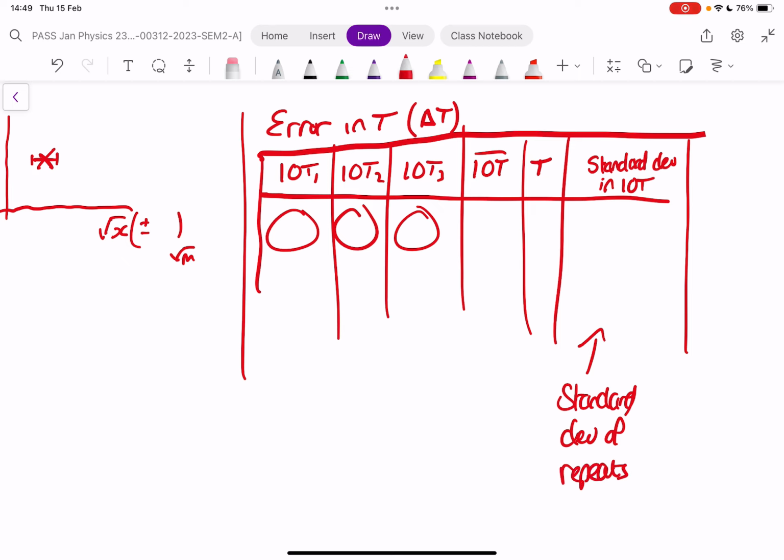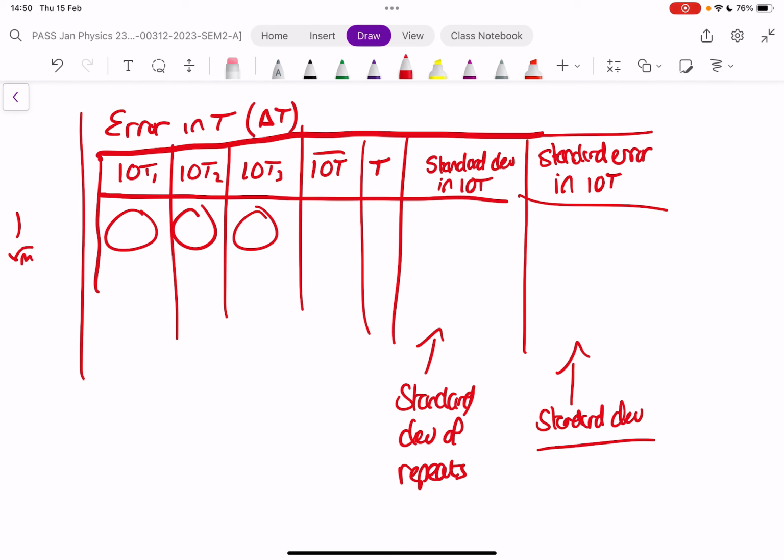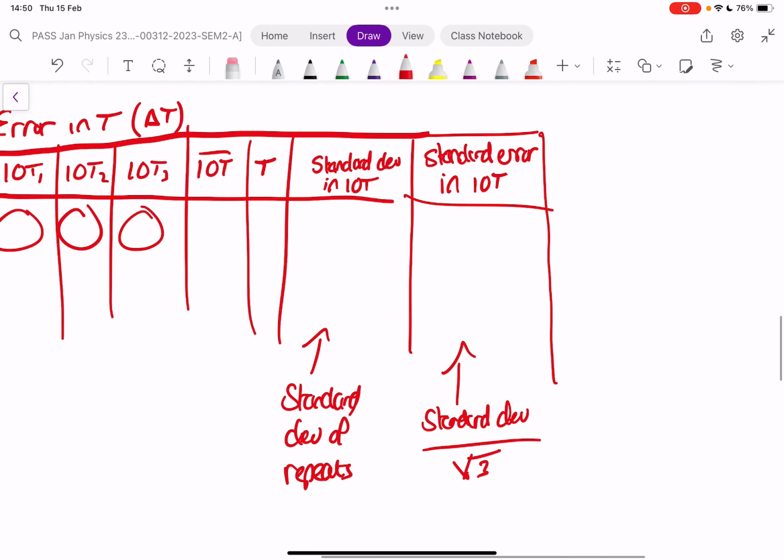So you need the standard deviation formula, and there's a little bit of help elsewhere earlier on how to do that. Then the next column is the standard error in 10t. So what we do here is we take the standard deviation and we divide it by root n. In this case, you've got 3 repeat readings, so that's always going to be divided by root 3. If you do have 4 repeat readings, you're going to need to divide it by root 4, or whatever. But we don't want any of those things. We want the error in t, or delta t, whichever you want to call it.